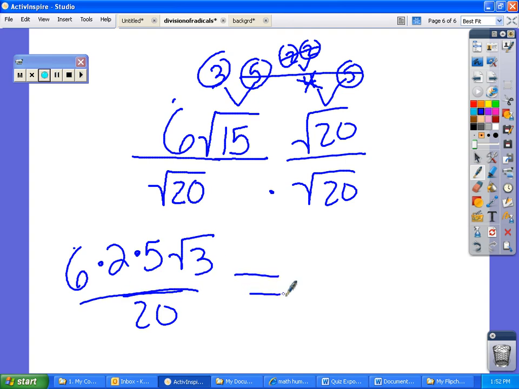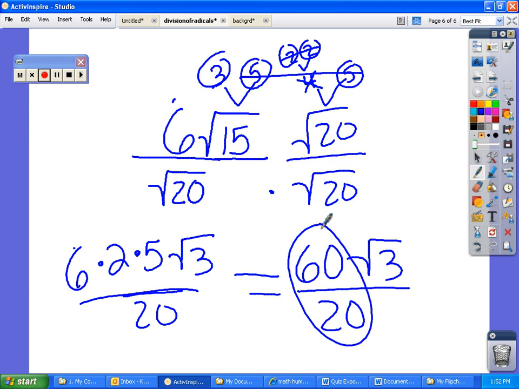So that gives me 6 times 2 is 12, times 5 is 60. So 60 the square root of 3 over 20. I can do 60 divided by 20, which is 3 root 3. And that's division of radicals.